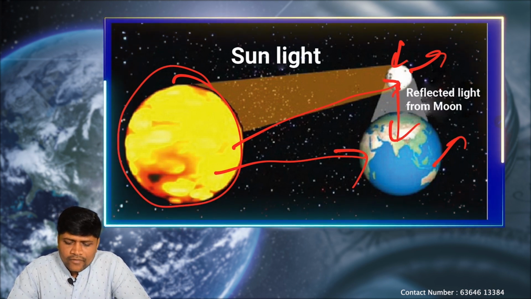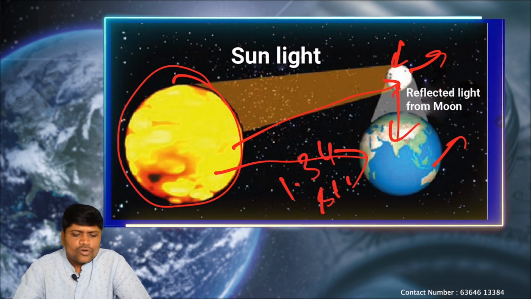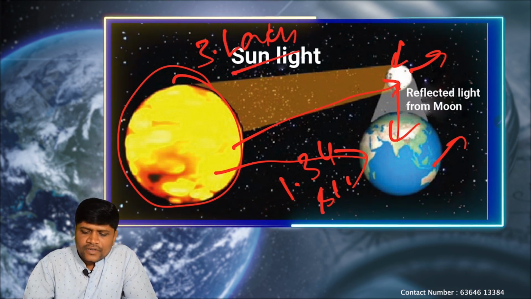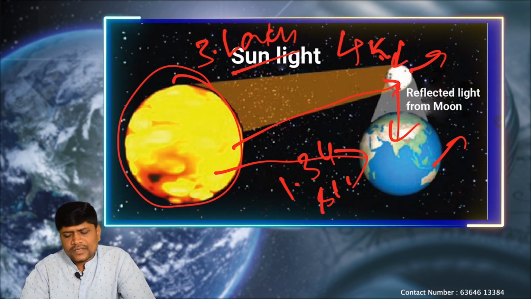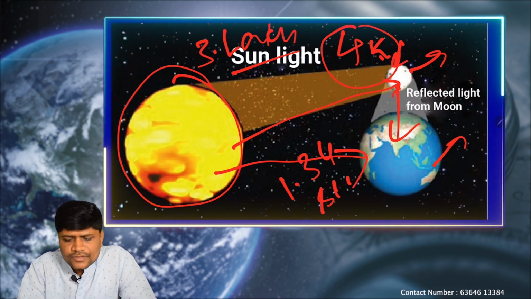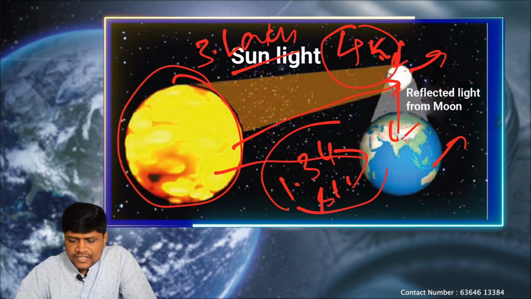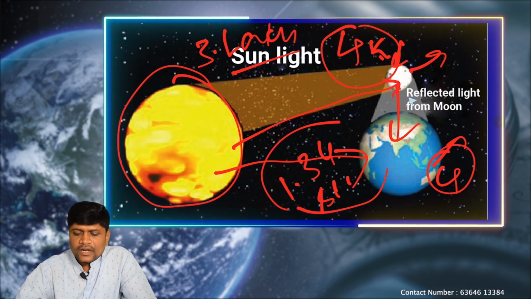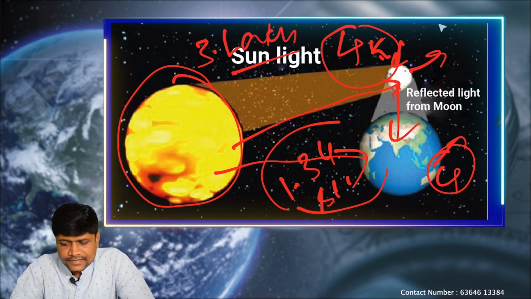So that's why even the moonlight will take exactly 1.34 seconds to reach the earth. We know the speed of light is exactly 3 lakh kilometers per second. So the distance between the moon and earth is roughly 4 lakh kilometers, 3,80,000 kilometers. Again, sometimes it will reach 4 lakh kilometers also. So based on the speed of light, we can say the distance between the earth and moon is 4 lakh kilometers, and the time taken by the moonlight to reach the earth is exactly 1.34 seconds. Okay.